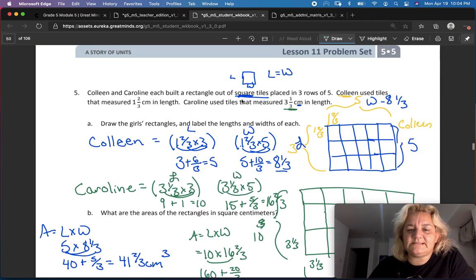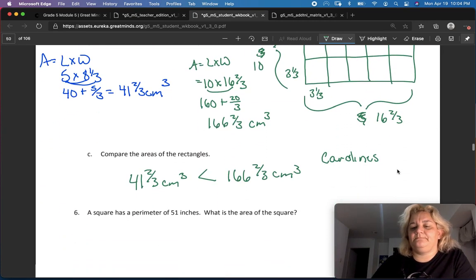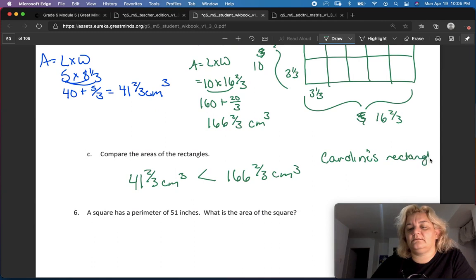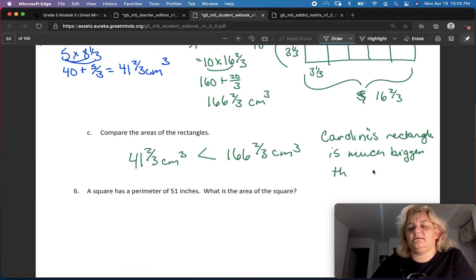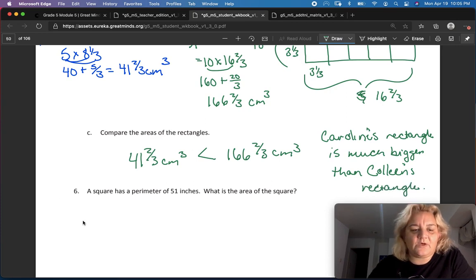What are we calling this? Caroline's rectangle, because she built a rectangle. Rectangle is much bigger than Colleen's rectangle. All right, period. Okay, number 6.